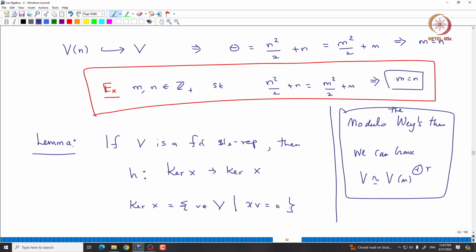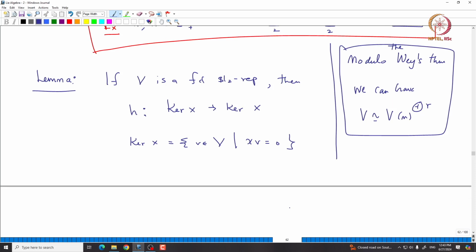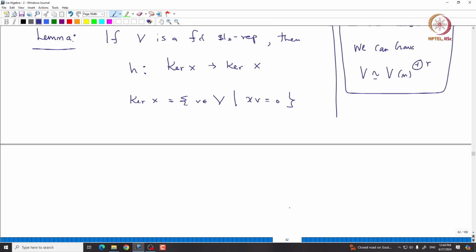Note that to actually prove that V is isomorphic to a direct sum of V of m, we need to look for maximal vectors or highest weight vectors corresponding to the eigenvalue m. For that purpose, if you are interested in looking for maximal vectors, let us look at the kernel of x and then restrict the operator H to that and see what we can do there. So, the operator H, when we restrict it to kernel x, is diagonalizable.